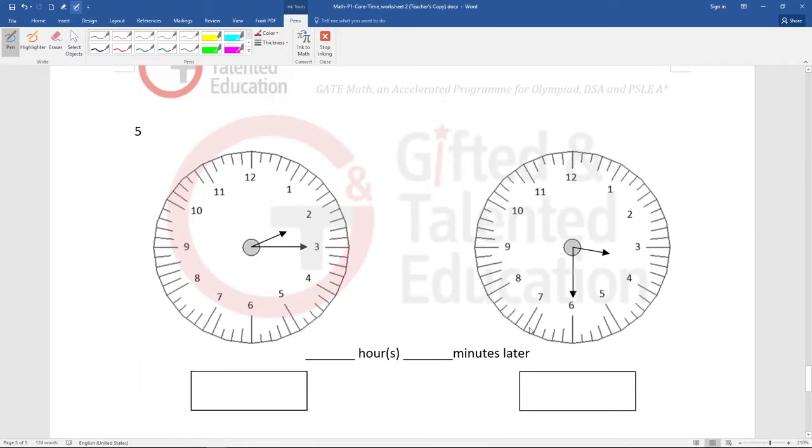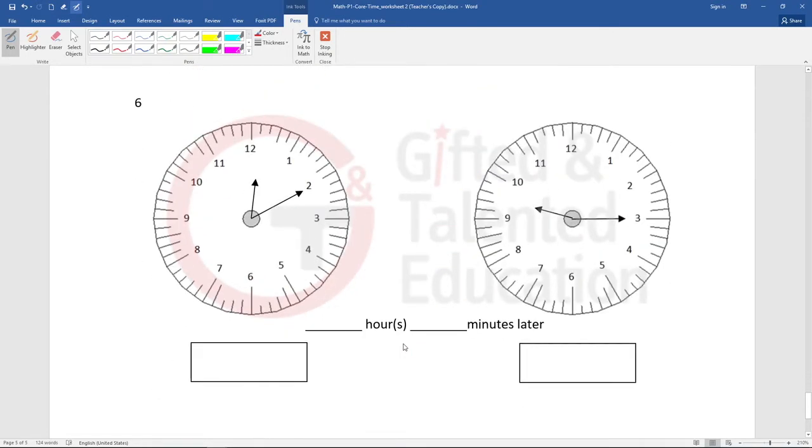Question 5. The time on the left clock is 2:15, while the time on the right clock is 3:30. So 1 hour later, it would be 3:15, and we still need another 15 minutes to give us 3:30. So the time taken would be 1 hour and 15 minutes later.